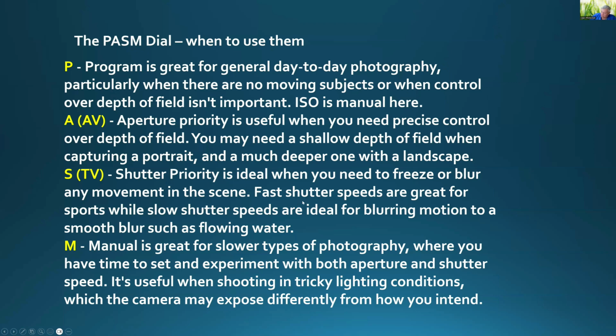Manual is great for slower types of photography. So you've got time to set and experiment with both the aperture and the shutter. And experiment is key too. If you've got time to do this, then you can practice by taking some shots, and you'll be able to see on your LCD screen whether or not they are blurry or too dark. You can make your adjustments right there.